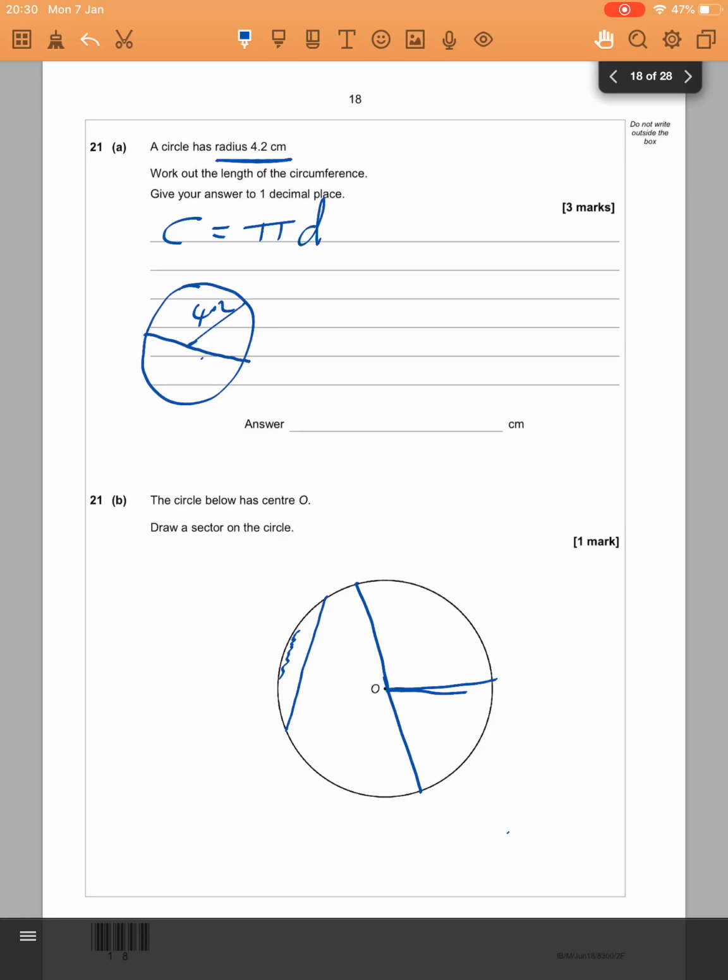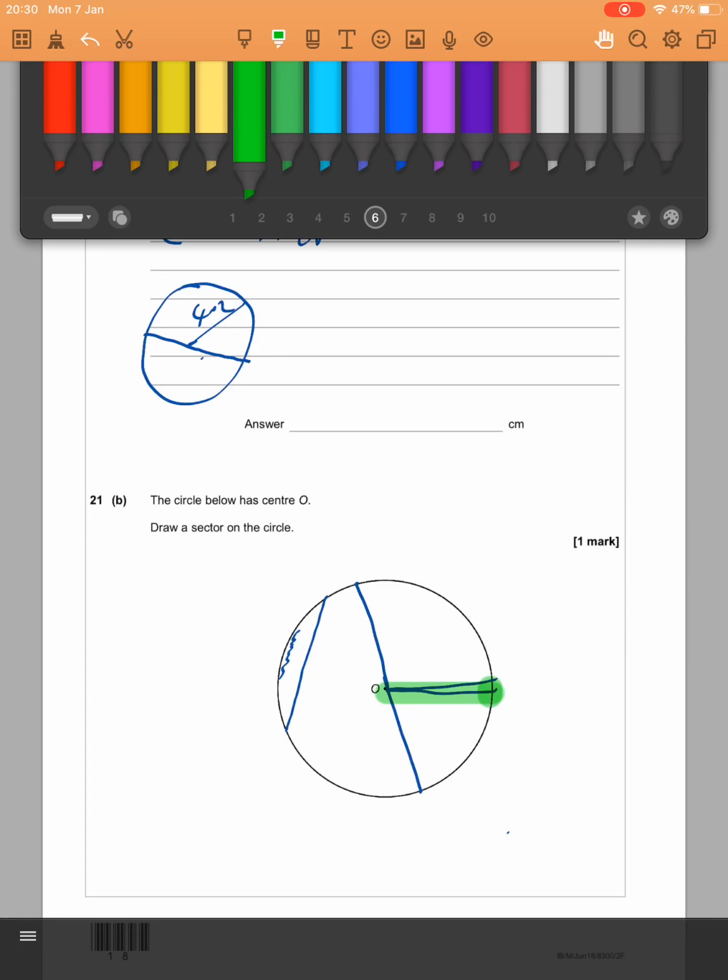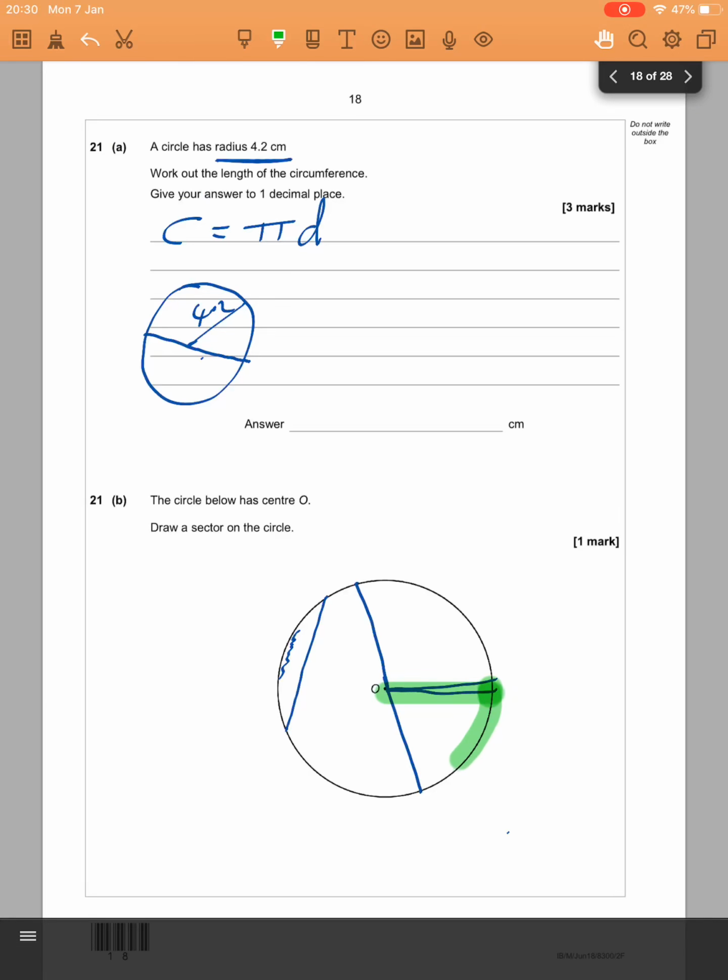So a sector is like a slice of pie. So that would be a sector there. Like a slice of pie. So there we go, that would be a sector. If you were to draw that, you wouldn't draw in everything I've done. I was just going through parts of a circle. You would just go something like that. Just draw yourself a wedge. Use a ruler. Okay.